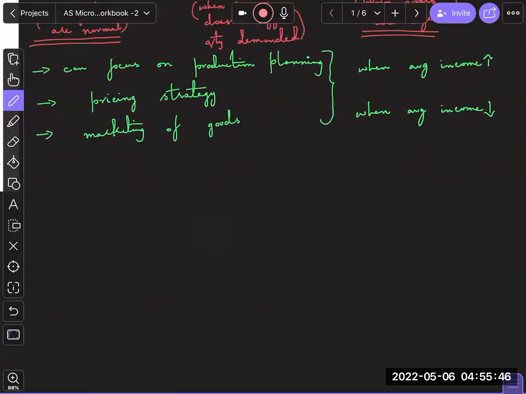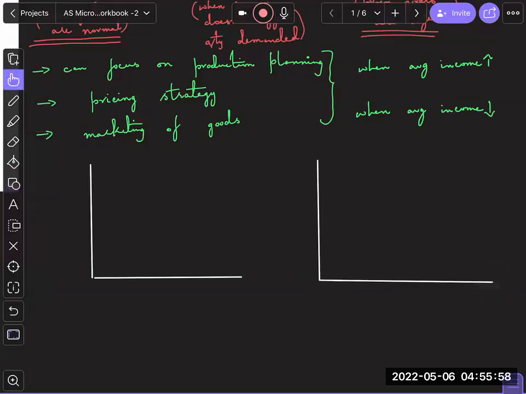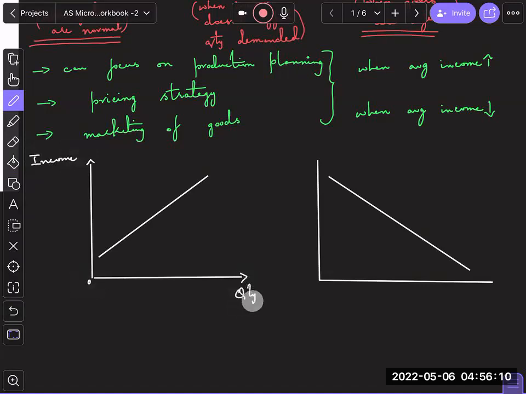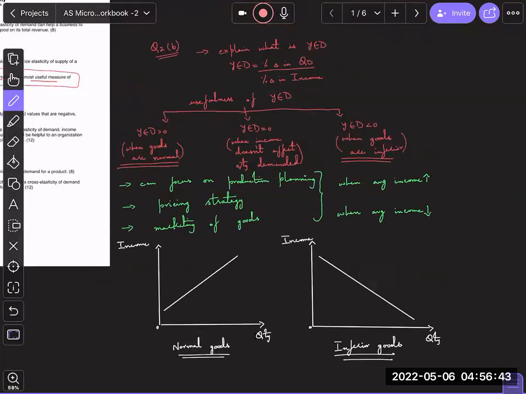And you can show that by drawing the graph. You have income on the y-axis and quantity on the x-axis. This is for normal goods. If your income is increasing, quantity demanded is also increasing, and this is for inferior goods, because when the income is increasing, the quantity demanded is going down, it is falling. Say, यहाँ तक आपने बता दिया कि what is the importance, what is the relevance of YED for the firm.